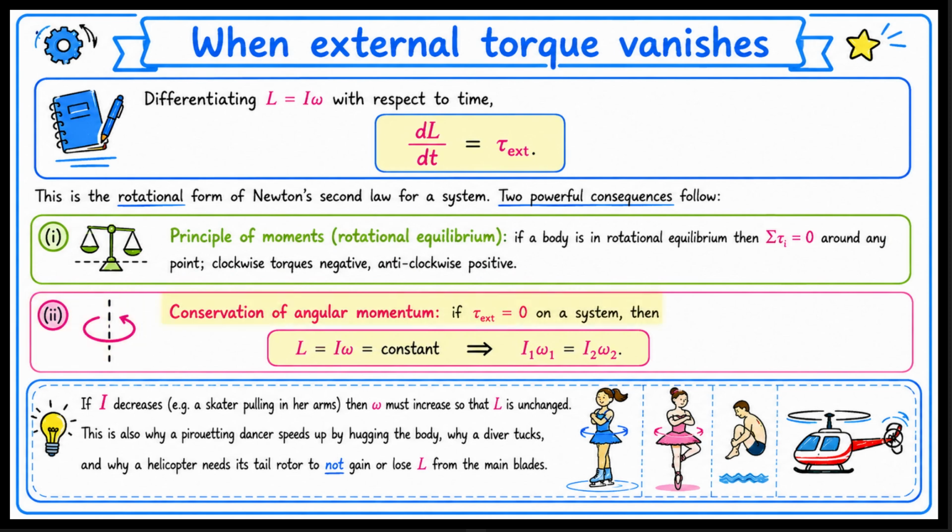Second, conservation of angular momentum. If tau external equals 0 on a system, then L equals I omega stays constant, so I1 omega 1 equals I2 omega 2. If I decreases, as when a skater pulls in her arms, then omega must increase so that L is unchanged. That is why a pirouetting dancer speeds up by hugging the body, why a diver tucks, and why a helicopter needs its tail rotor to keep the total angular momentum balanced against the main blades.